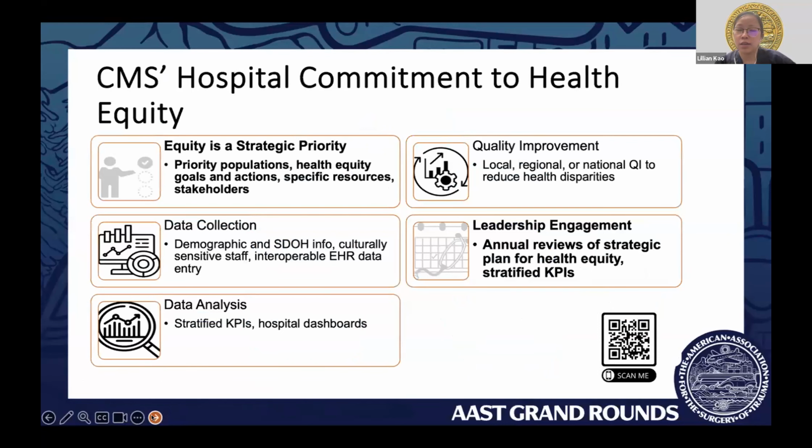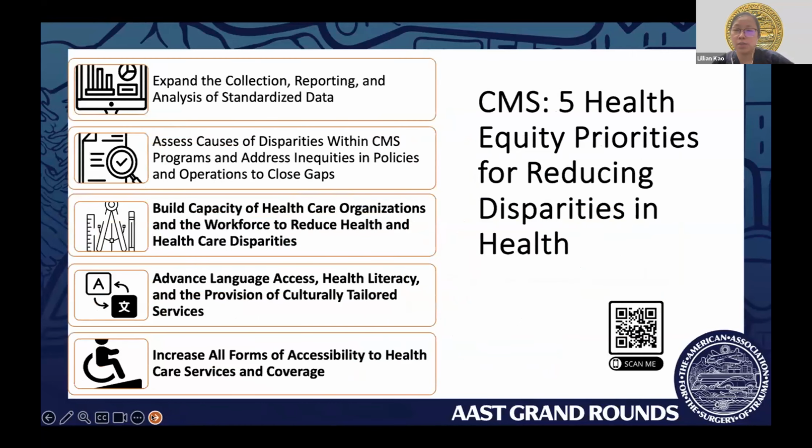The ACS is not the only external verification organization that is committed to health equity. We already heard that CMS is starting to have requirements, and I would just emphasize that there are common themes between what the ACS proposes for quality verification and what the CMS does. And again, substituting the word equity. So equity needs to be a strategic priority, and there really has to be leadership engagement, and this is a common theme. CMS has additional health equity priorities for reducing disparities in health.